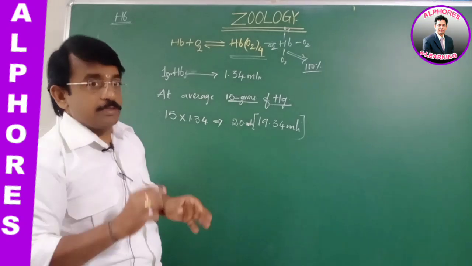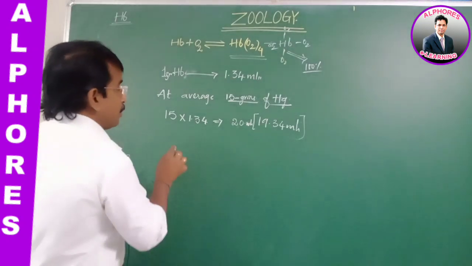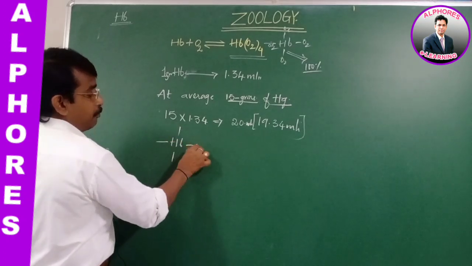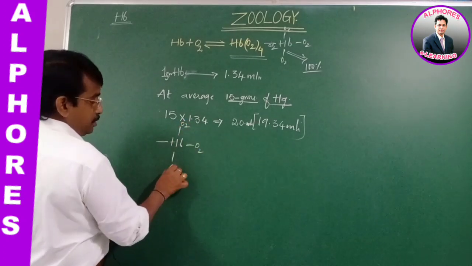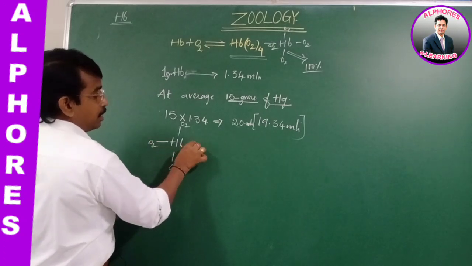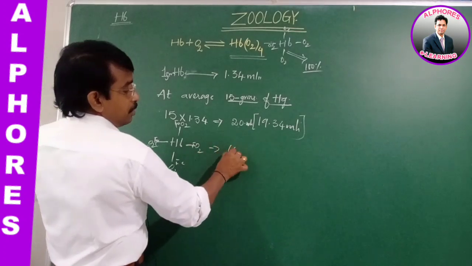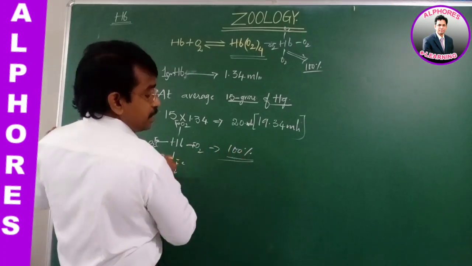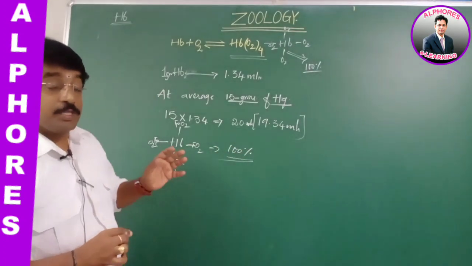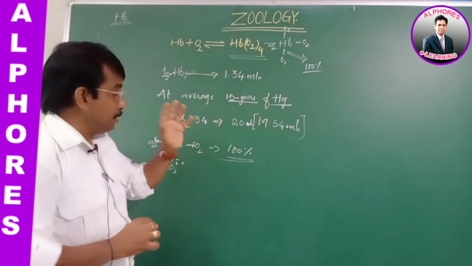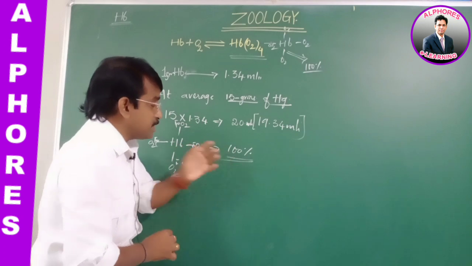So, if the hemoglobin is carrying 4 oxygen molecules, the saturation of hemoglobin is 100%, as each hemoglobin is carrying 4 oxygen molecules. So the saturation of hemoglobin is 100%.